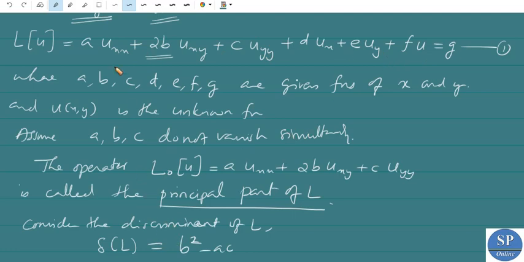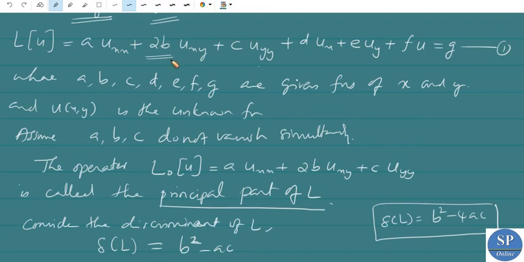Actually here 2b has been taken. If instead of 2b it were b, so the coefficient of uxy is b, then we can take the discriminant as delta of L is equal to b square minus 4ac. That is what we normally use. Now since it is 2b, for convenience we take it this way. So we can take b square minus ac itself if we are taking 2b here. So the discriminant will be delta of L is equal to b square minus ac.